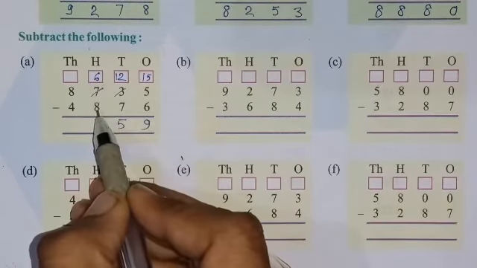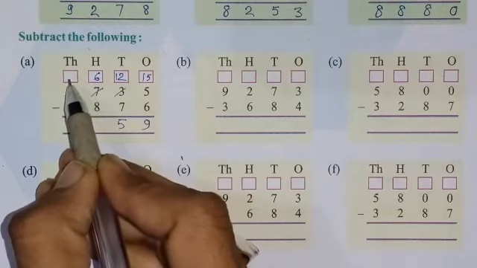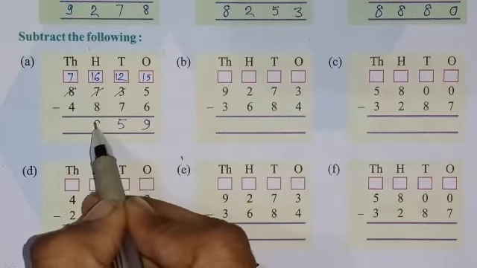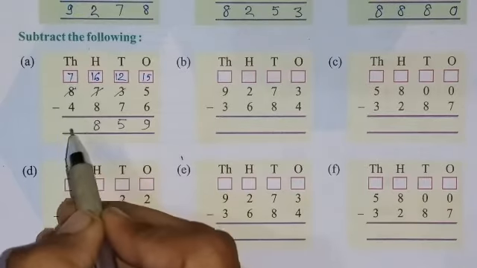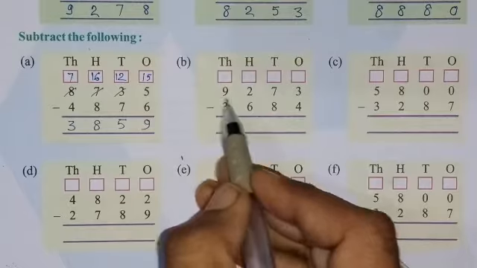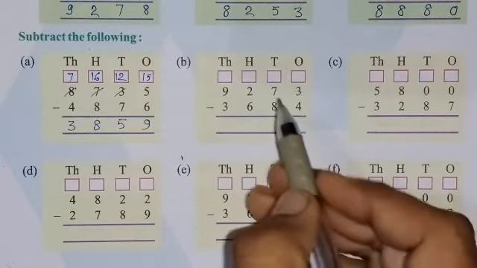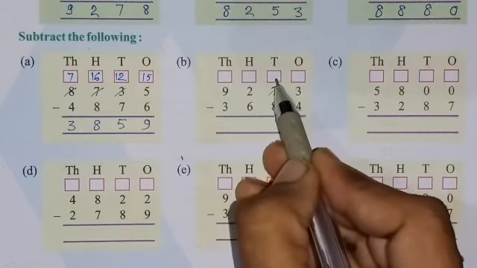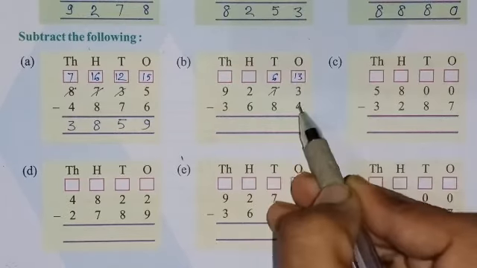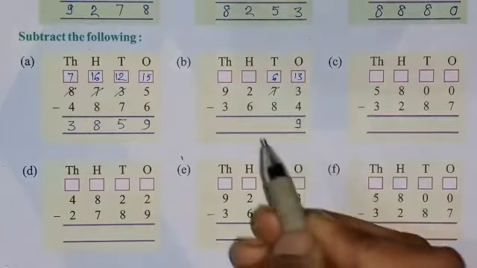Continue. 6 minus 8, not possible. So carry from this digit. This will be 7 and here will be 16. So 16 minus 8 will be 8. And last, 7 minus 4 will be 3. Similarly, we have to subtract the second question. 3 minus 4 not possible. So carry from this digit. This will be 6 and here will be 13. Now 13 minus 4, 9.